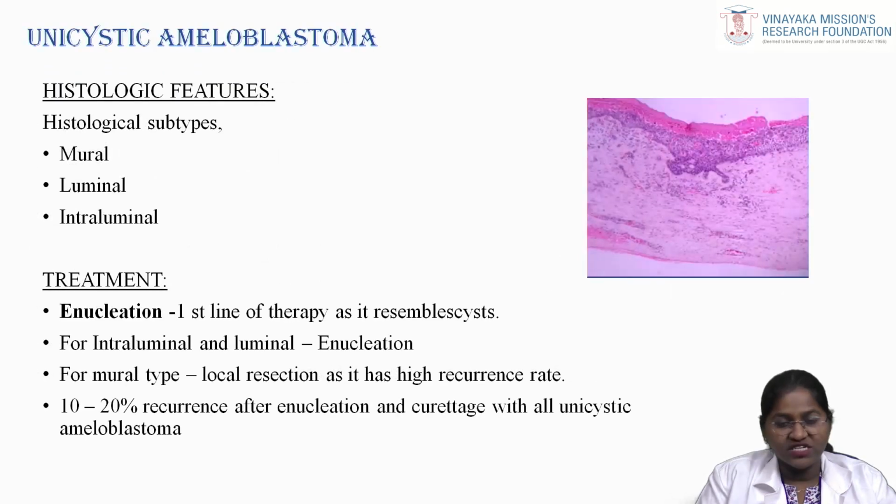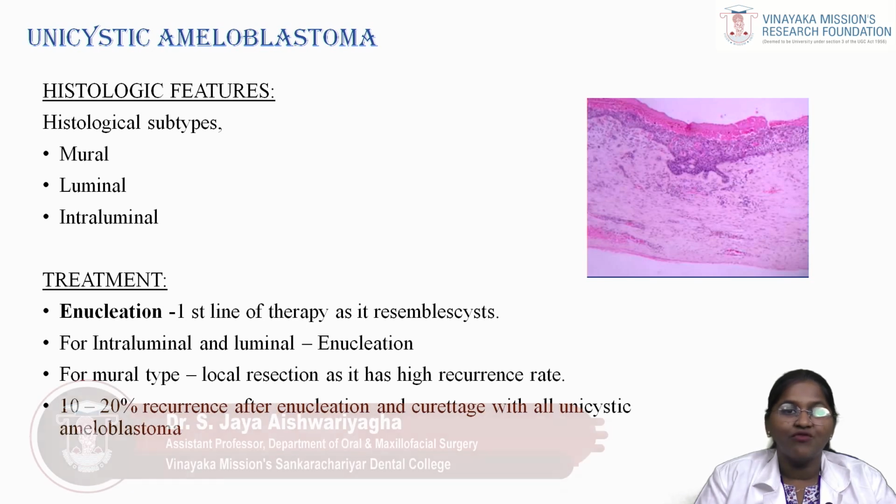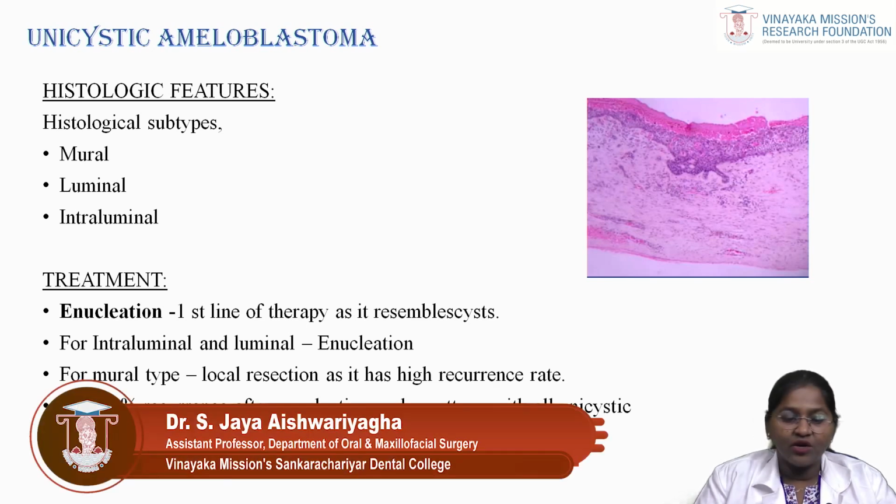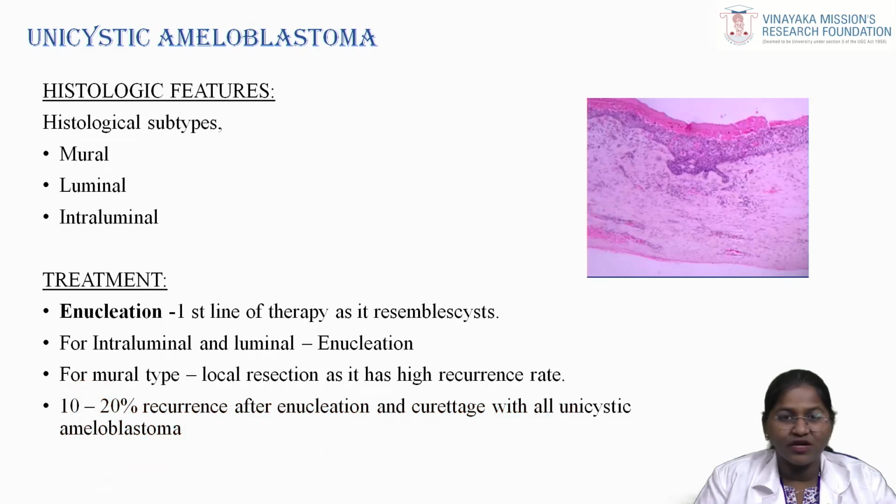Coming to the histological features, unicystic ameloblastoma is divided into 3 subtypes based upon the histology: the luminal type, the intraluminal type, and the mural type. Coming to the treatment, the mural type always has a higher recurrence rate than the luminal and intraluminal types. So it is better to go with local resection for the mural type, and for the luminal and intraluminal types, enucleation is preferred if it is a smaller lesion. Enucleation is always the first line of therapy if it is small.